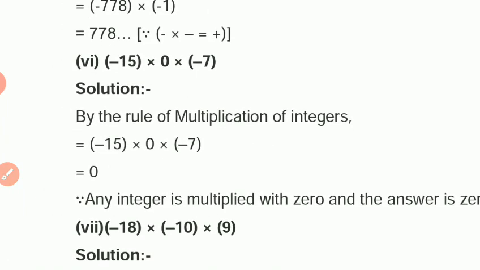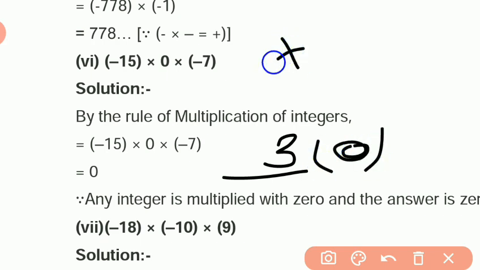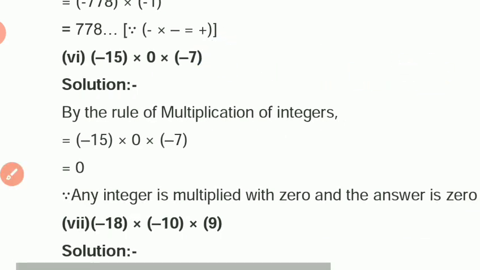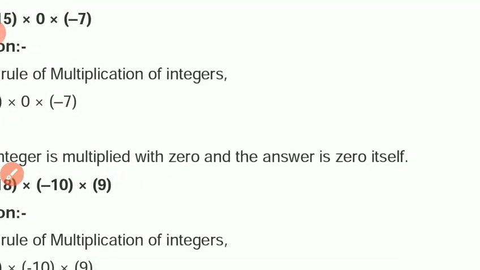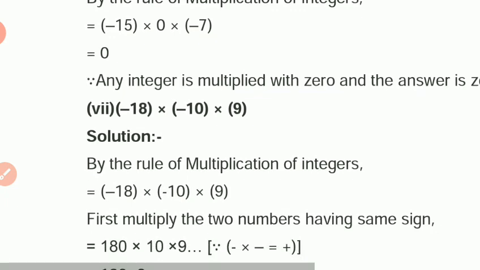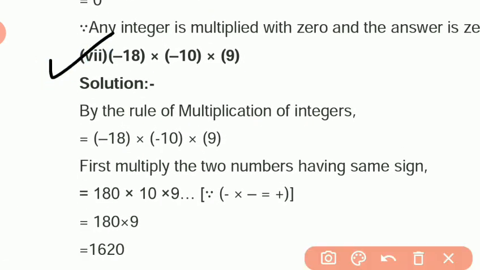Fifth one, minus 15 into 0 into minus 7. Here you can see how many integers are given? 3 integers, but one integer is given as 0, and we know that if you multiply any number with 0, we'll get the answer as 0 only. So minus 15 into 0 into minus 7 is equal to 0, as any integer multiplied with 0 gives the answer 0 itself. Next one, minus 18 into minus 10 into 9.